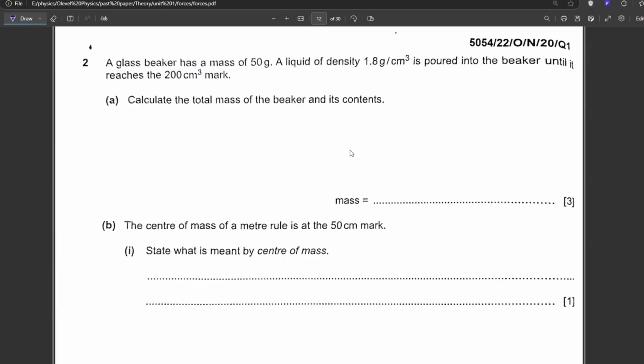A glass beaker has a mass of this. A liquid of density this is poured into the beaker until it reaches this volume. Calculate the total mass. What will be the total mass of the beaker and its content? First of all, the mass of the beaker is 50 grams, plus what will be the mass of contents? The density, that is 1.8, multiplied by the volume, that is 200. So 1.8 into 200, 360, plus 50 grams, 410 grams is your total mass.